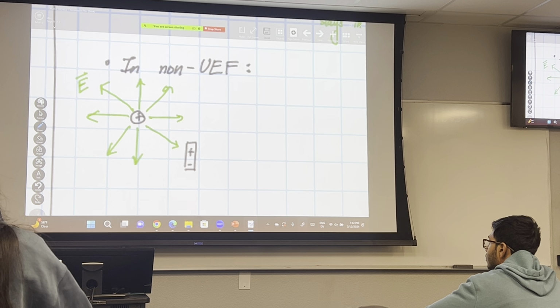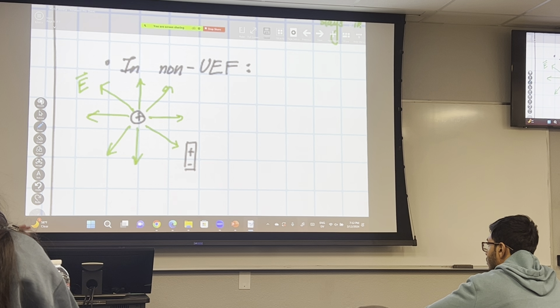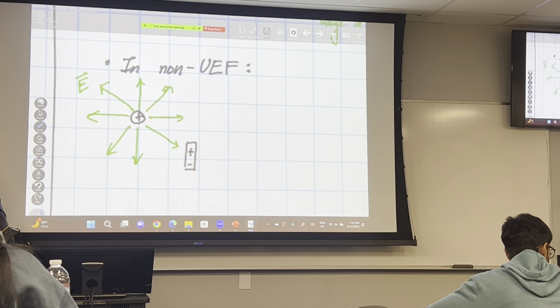It'll move slightly away from the particle. Why would it move slightly away? Because it'll go in the same direction as the field. What do you mean it will go? We have three different motions here. Vibration, actually get rid of that. We have two: it can rotate and then translate. So when you say it goes, do you mean rotates or translates? Both?